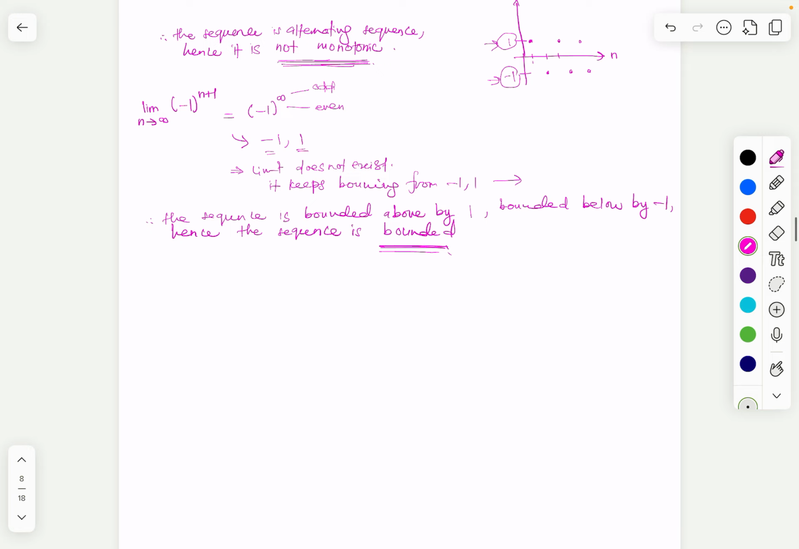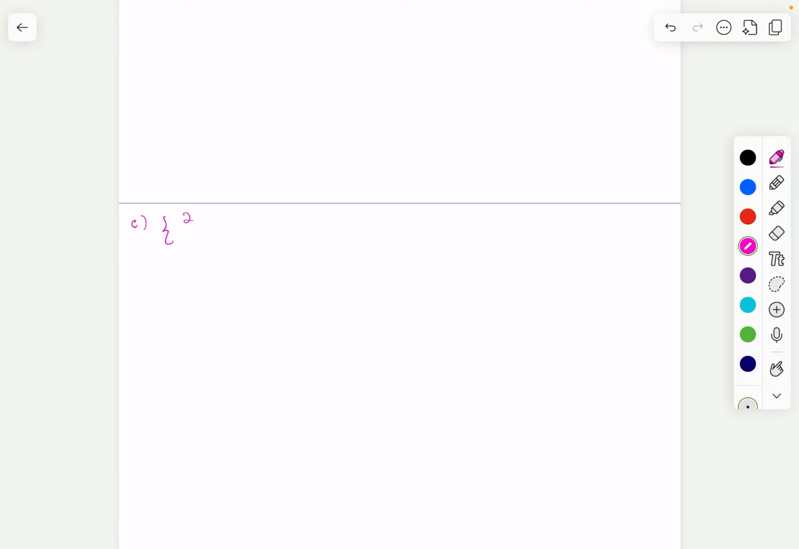Okay, this is for B. Okay, let us go to C. So C, the sequence given is 2 over n squared, from 5 to infinity. So we want to check the monotonic. Is it monotonic?